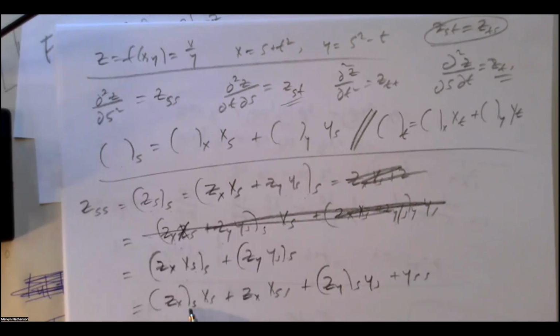And then if I apply the chain rule to this, let's see what I get. I get z sub x s, plus z sub x y, y sub s.